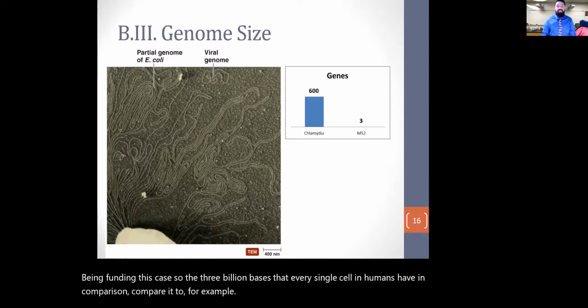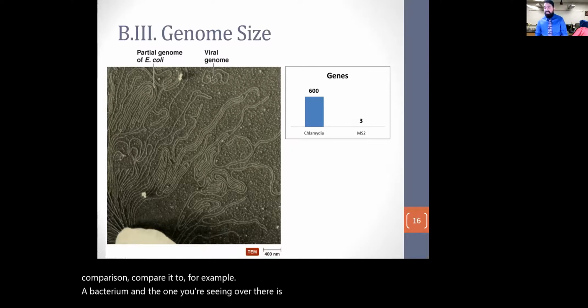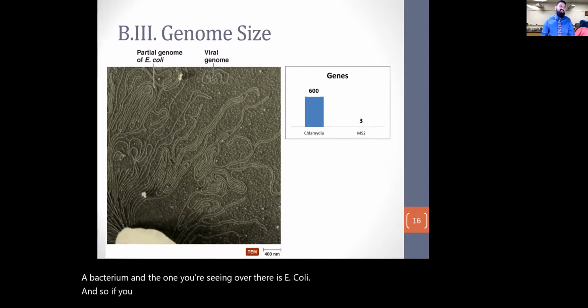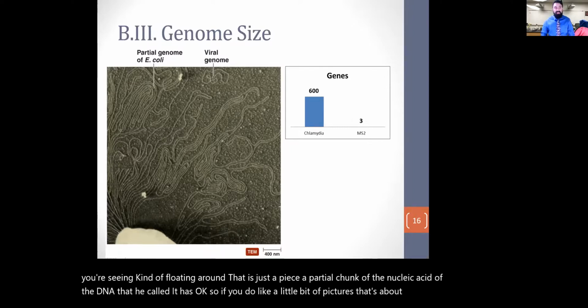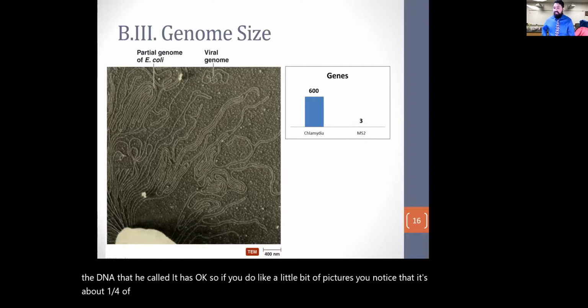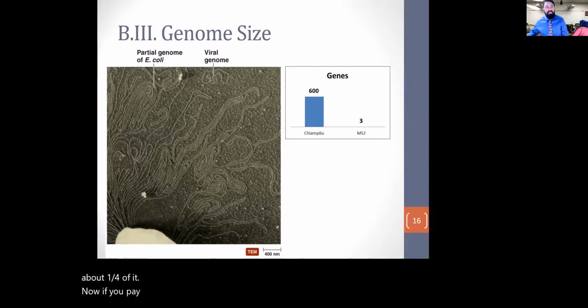And the one you're seeing over there is E. coli. And so if you see E. coli on the lower left-hand corner over here, you see all that little string that you're seeing floating around. That is just a partial chunk of the nucleic acid, of the DNA, that E. coli has. Okay, so if you look at the pictures, you notice that it's about a quarter of it.